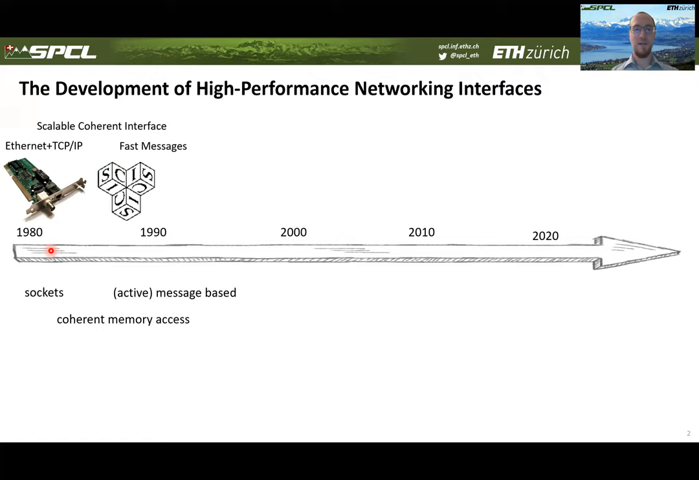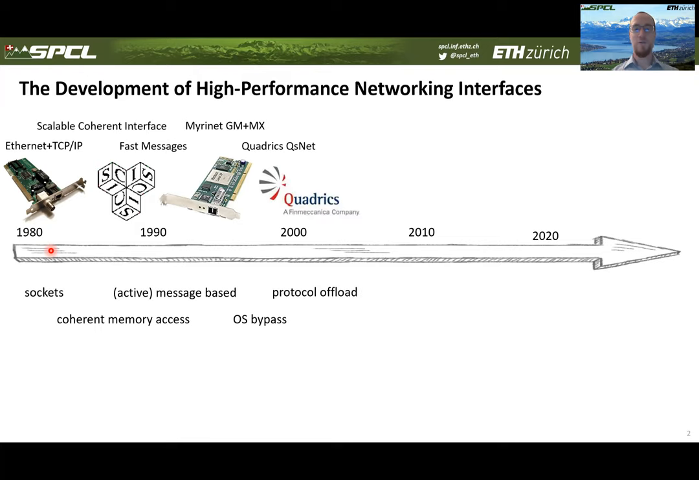But those were relatively quickly also replaced by messaging-based or active messaging-based interfaces, for example, through Fast Messages and later Myrinet GM messages and Myrinet MX that also enabled operating system bypass. And now we are coming to the early 2000s, where Quadrics was a network that allowed full protocol offload and was way ahead of its time and unfortunately not too successful in practice, but it developed many of the techniques we are actually using today.